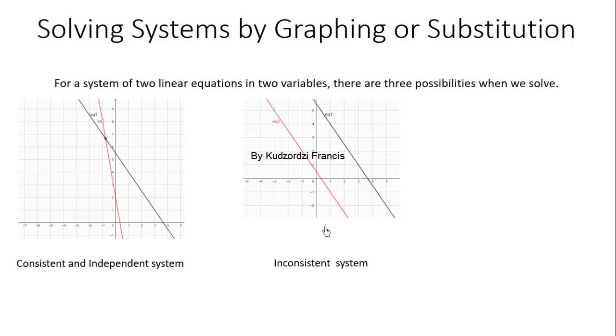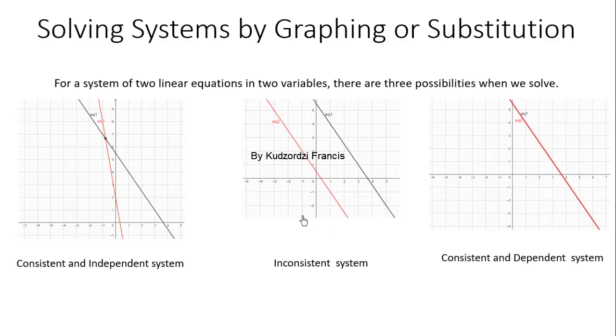Then we have another possibility, which is this. In this case, the red line coincides with the black line. So we can see equation 2 lies on equation 1. And this system is consistent, but is a dependent system. In other words, there are infinitely many solutions. And for the parallel case, we have no solution. And for the intersecting case, we have a unique solution.